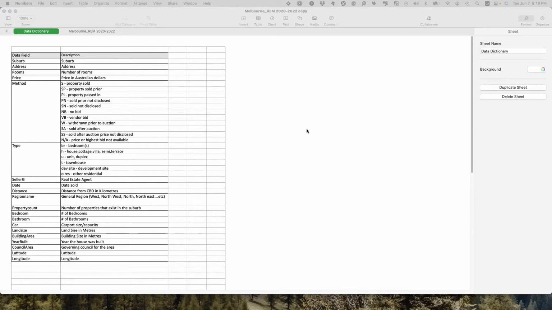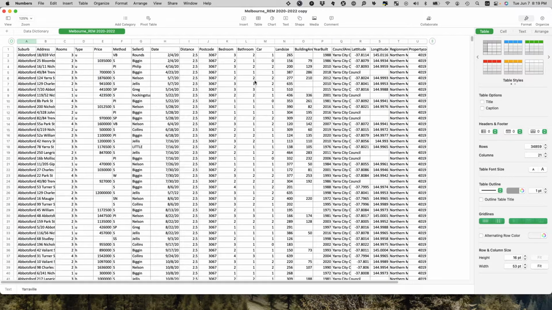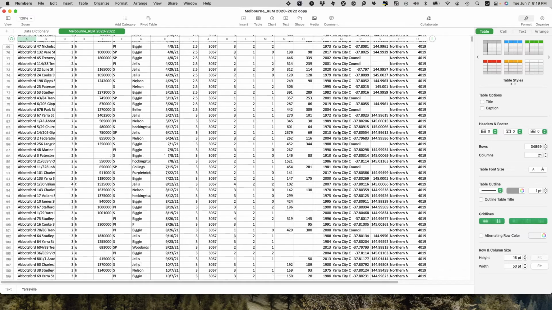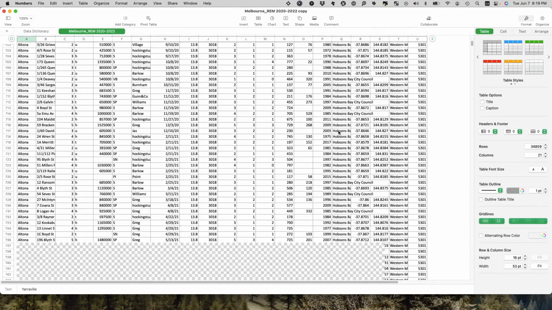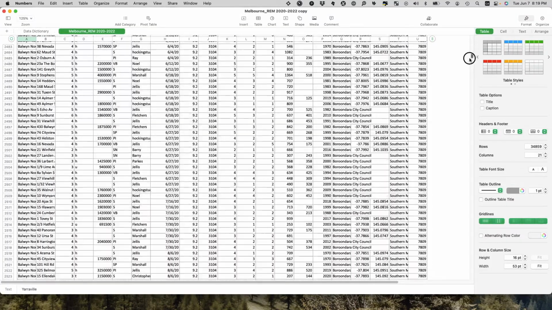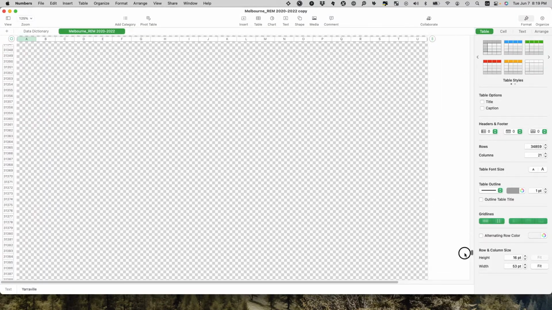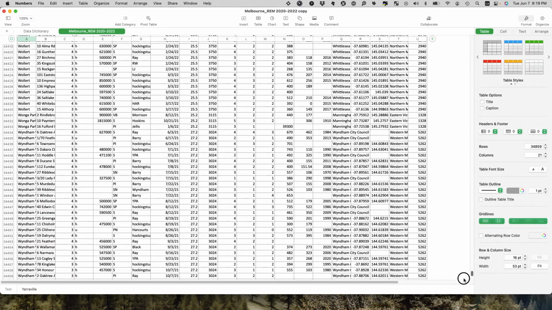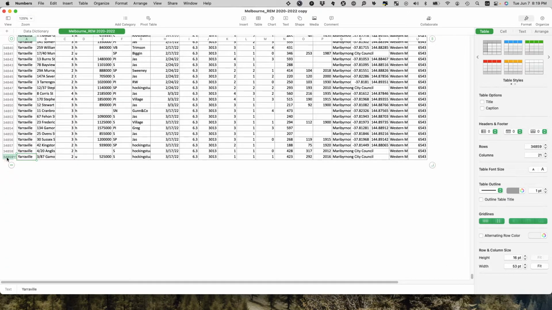I recently came across this Melbourne housing sales data on the Upwork website. Although I'm not living in Australia, I'm curious about the housing market there. The data has a decent size, roughly 35,000 sales records.